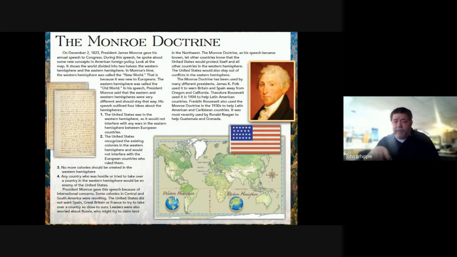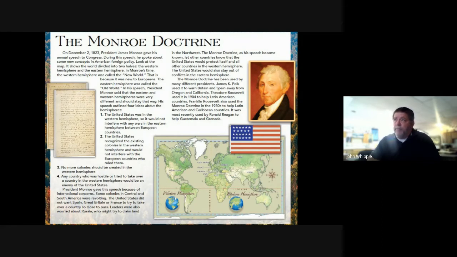Whipple. Got chapter 12B, the Monroe Doctrine. On December 2nd, 1823, President James Monroe gave his annual speech to the Congress. This is required by the Constitution. Every president has to do it at least once a year. During this speech, he spoke about some new concepts in American foreign policy.